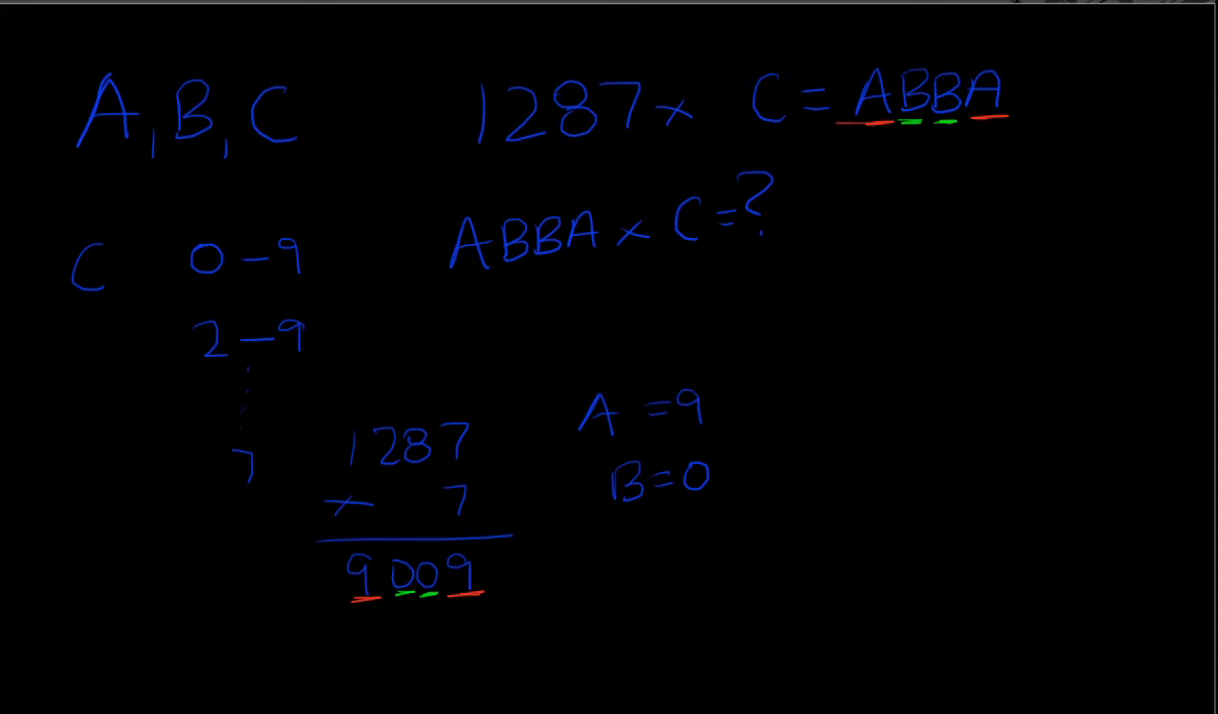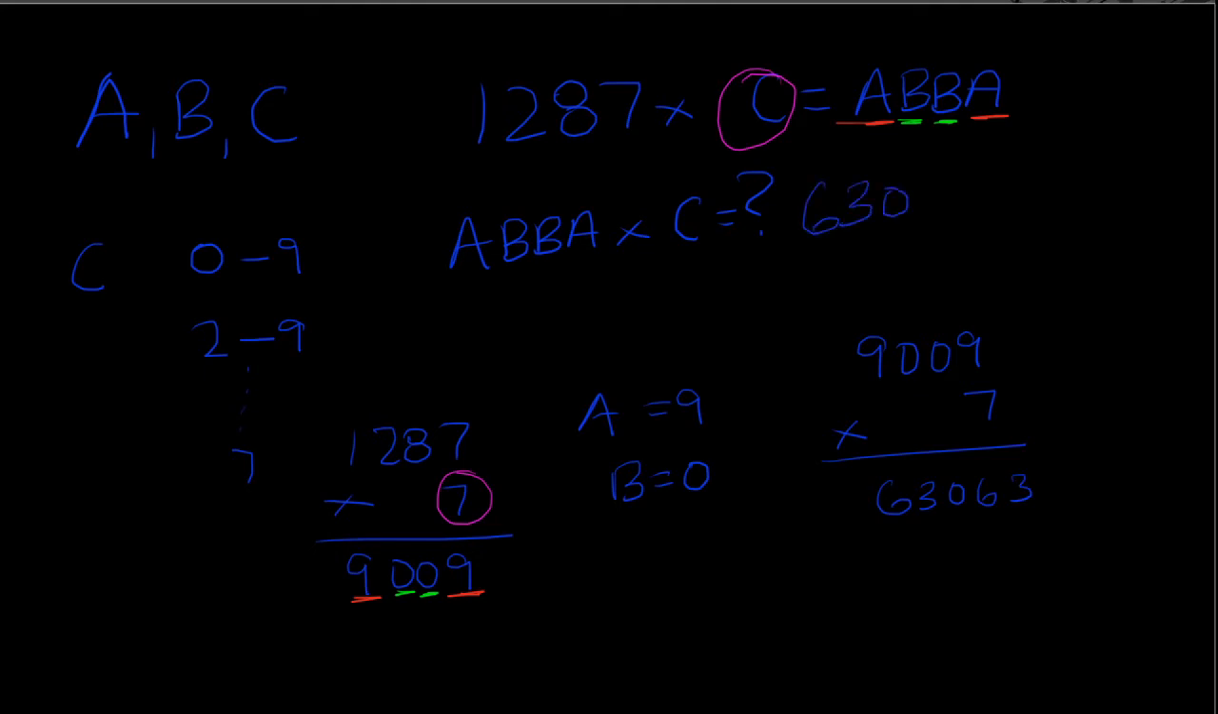Next, we want to find what is ABBA times C. ABBA, we said, is 9009. C was 7, right? Because we want to multiply by C, which we found to be 7. And the answer is 63,063. So that will be the answer here. So this was just a matter of trial and error to get the right form, and then you just multiply by 7.